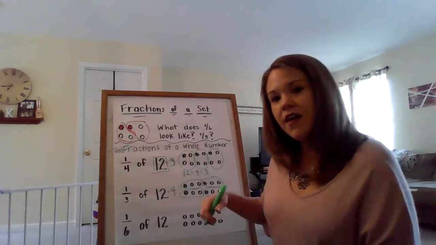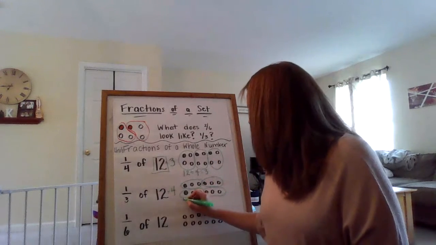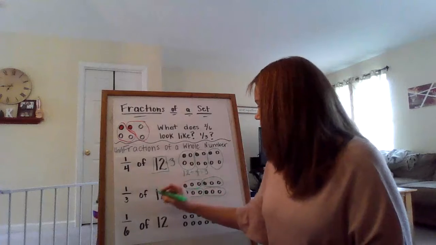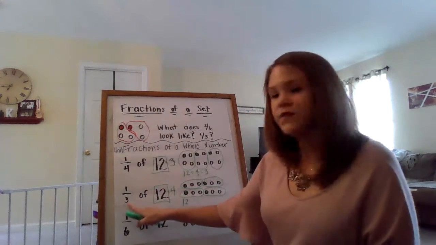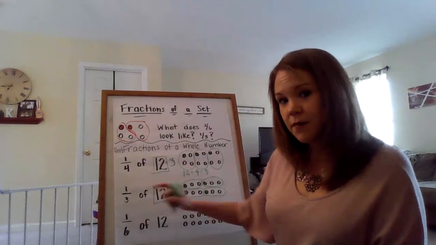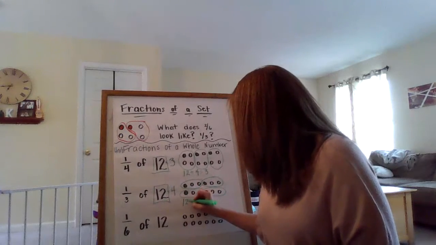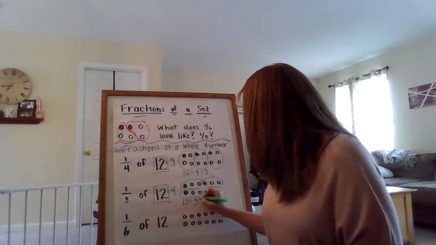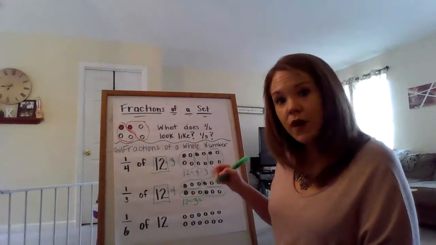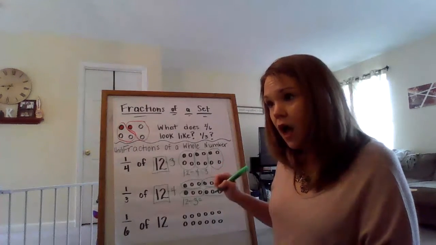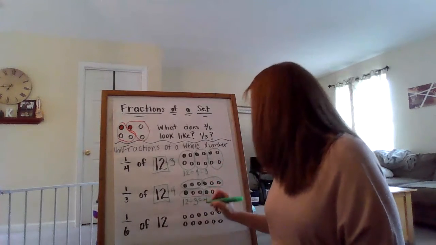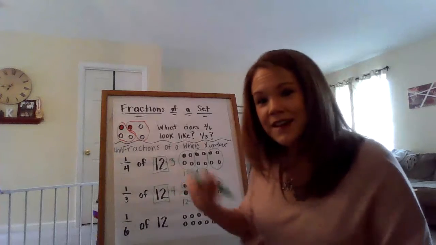Well, let's try the other way with the division. I'm going to take the whole number, 12, and divide it by the denominator of my unit fraction. 12 divided by 3 equals how many 3s are in 12? 4. Look at how simple that is.